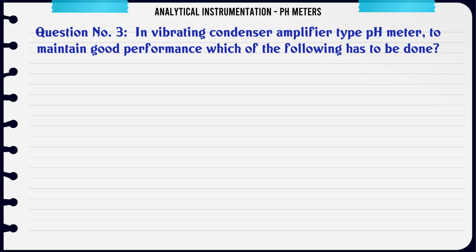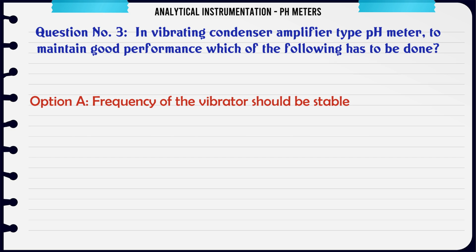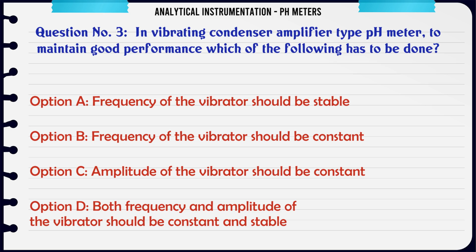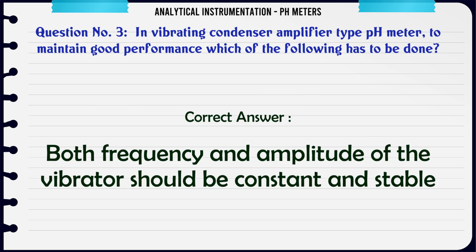In vibrating condenser amplifier type pH meter, to maintain good performance, which of the following has to be done? A. Frequency of the vibrator should be stable. B. Frequency of the vibrator should be constant. C. Amplitude of the vibrator should be constant. D. Both frequency and amplitude of the vibrator should be constant and stable. The correct answer is both frequency and amplitude of the vibrator should be constant and stable.